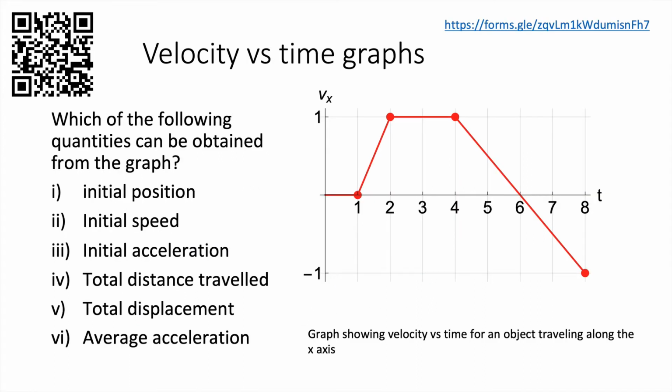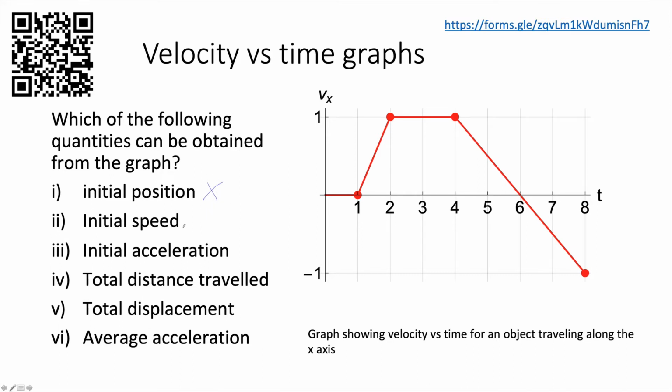Okay, so now we're looking at a graph with velocity on the y-axis versus time on the x-axis. We're asked which of the following quantities can be obtained from the graph. Part 1, the initial position. Well, the graph doesn't actually tell us anything about where the particle starts from, so we can't read this one off the graph, so that's a no.